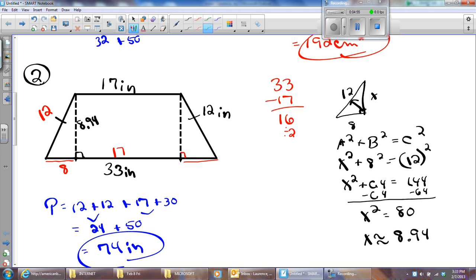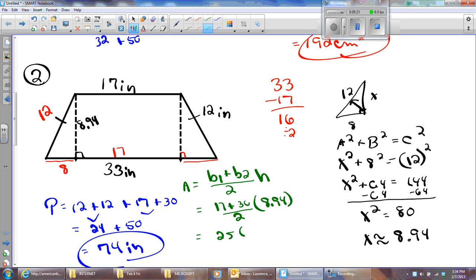Now I can go ahead and use my formula. I'm going to average the bases and then multiply by how tall the trapezoid is. So the bases are what? 17 plus 30, and the height is 8 and 94 hundredths. 17 plus 30 is 50. 50 divided by 2 is 25. Skipped a little step there. Hopefully that doesn't screw you up. And then I'm going to do 25 times 8 and 94 hundredths.